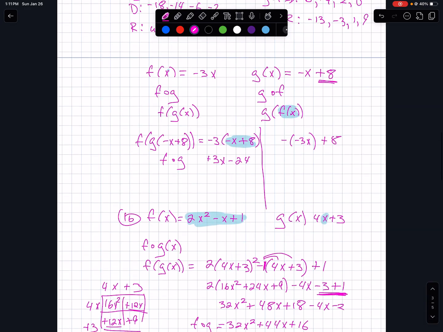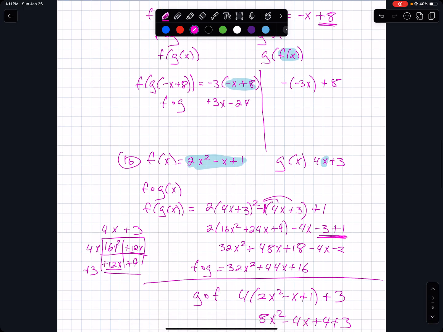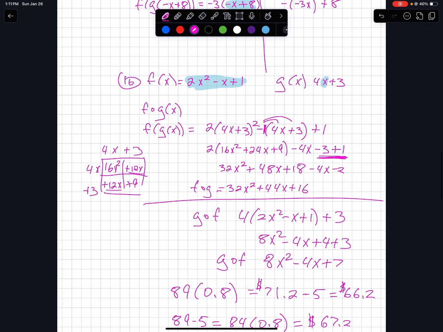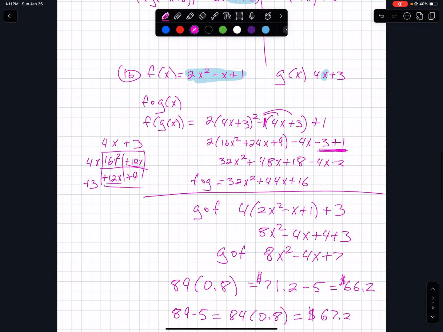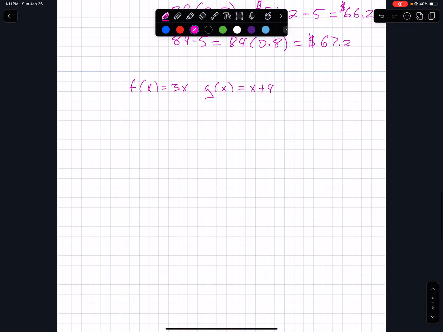These ones are easier than the ones where you're putting one function into the other one, like we did up here, because we're just plugging numbers in. It's just less complicated. So h of x is x squared minus 1.